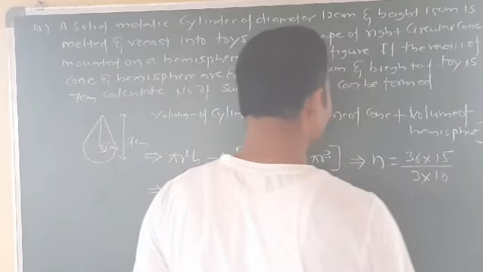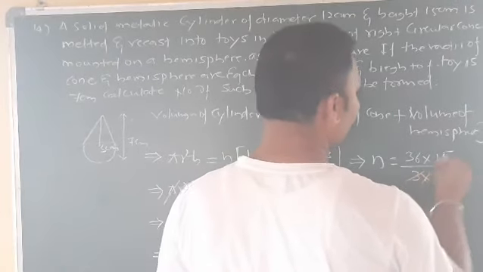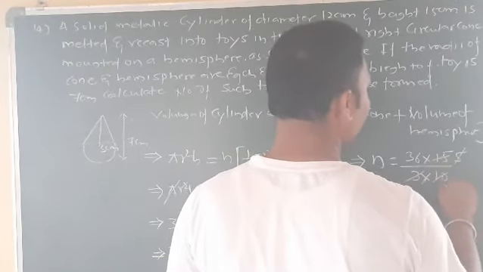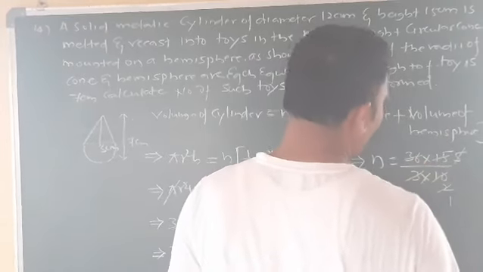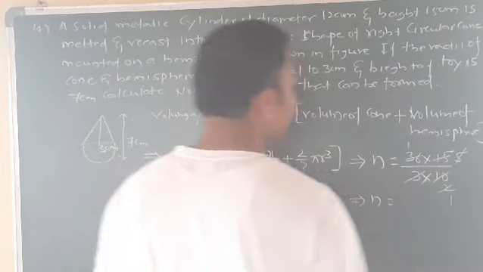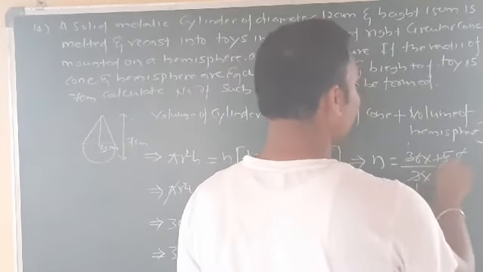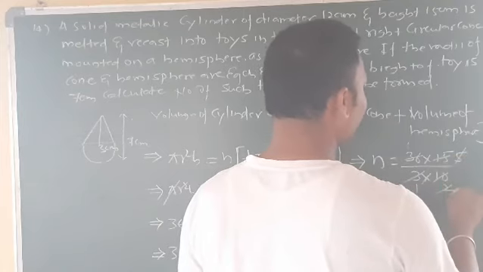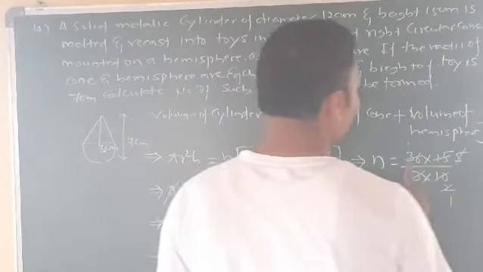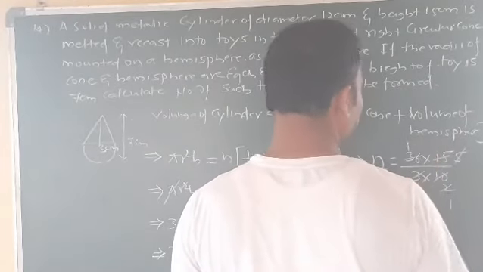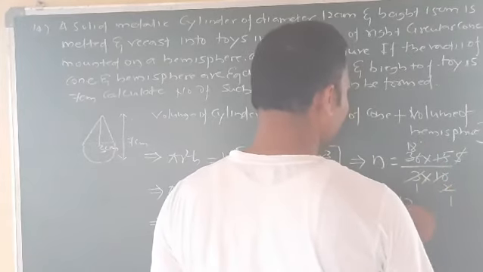Now n as it is. 3 ones are 3, 5 3s are 15, 5 ones are 5, 2 2s are 4. Now 2 ones are 2. So 12 will come here, and 20. 3 ones are 3, 5 2s are 10. Is there anything remaining here? 2 ones are 2, and 16 8s are. So 18 will come here, n is equal to 18.